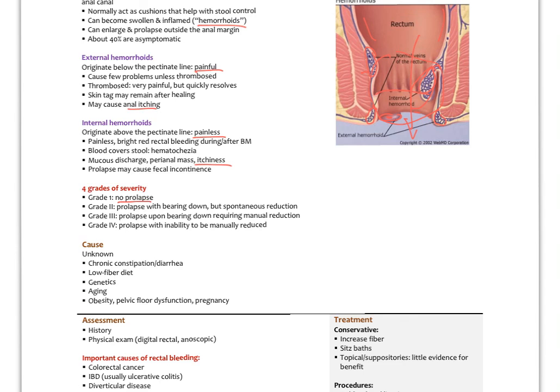The cause is actually unknown for hemorrhoids. We think chronic constipation, even diarrhea can contribute to that, low fiber diets, genetics, aging, obesity, pelvic floor dysfunction, pregnancy. I think there might be an endocrine aspect. I'm still looking into that. Androgens, for example, in males, low androgens might contribute to chronic hemorrhoids, etc. But those would all be some of the other things to maybe think about.